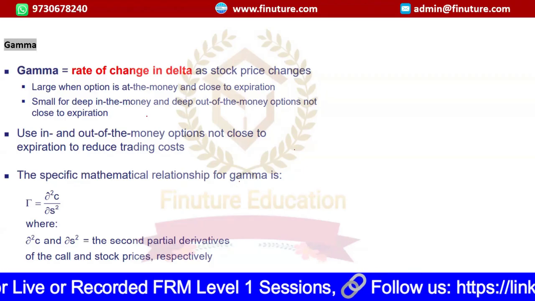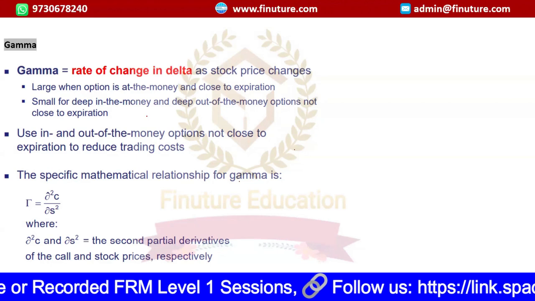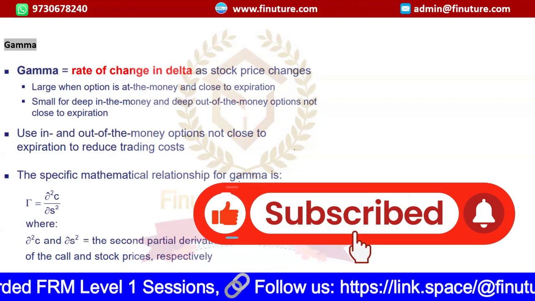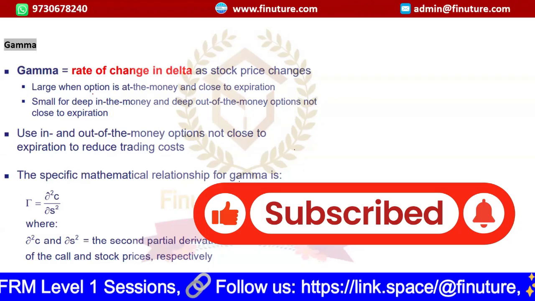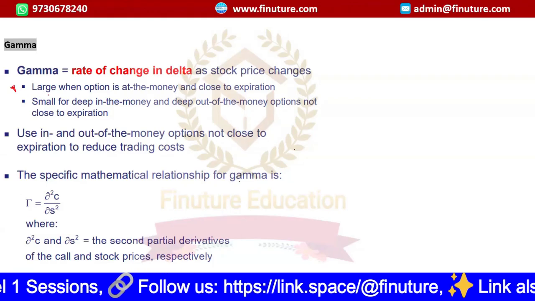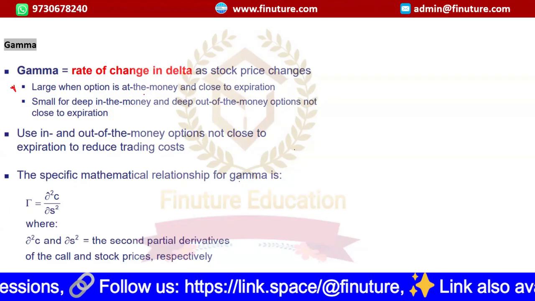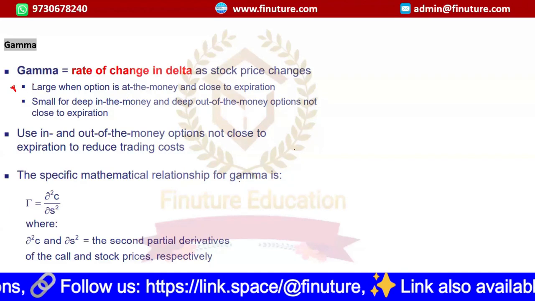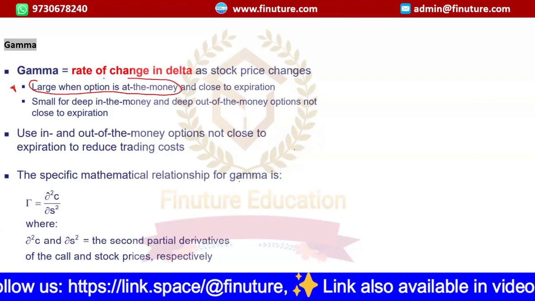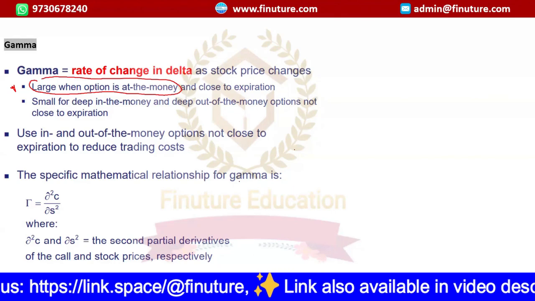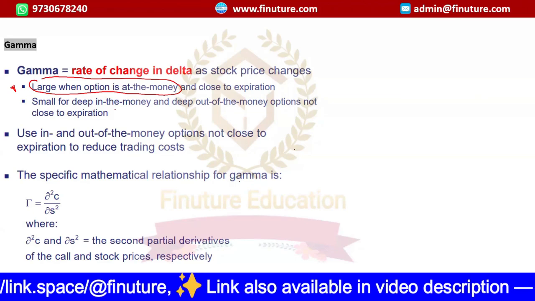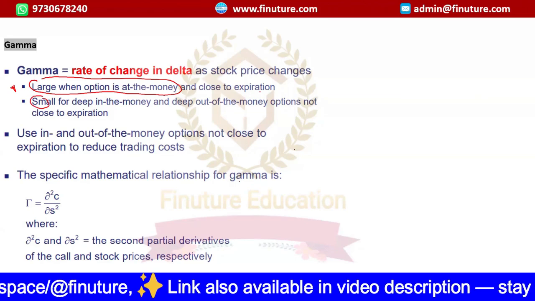So gamma is the rate of change of delta as the stock price changes. It's large, a very important point to note here, when the option is at the money or close to expiration. So this is a very important point you need to remember. Gamma is highest when your spot is at the money, and small for deep in the money or deep out of the money.